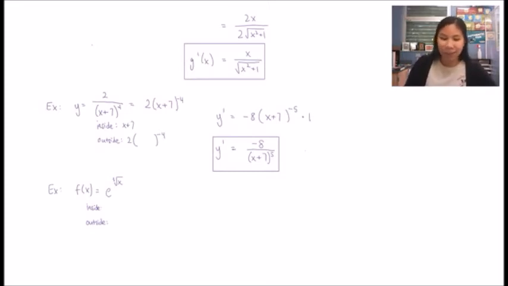Okay, next I'm going to do one that looks really weird. So I've got e to the power of cube root of x. Weird. Okay, so for this one, my outside function looks like e to the x power, or e to the something power.